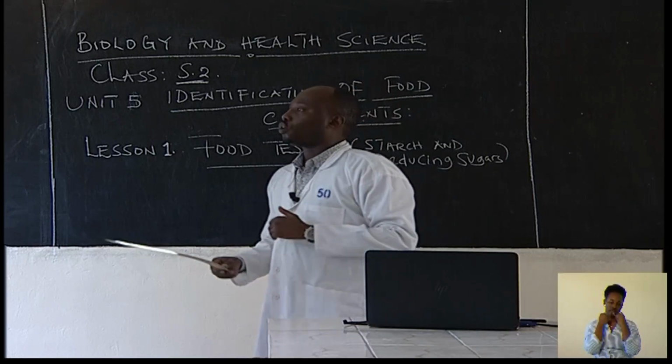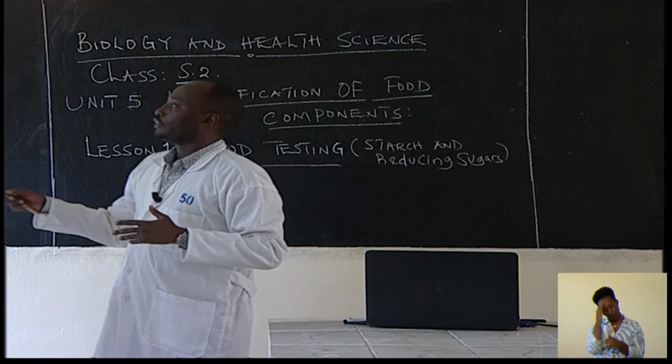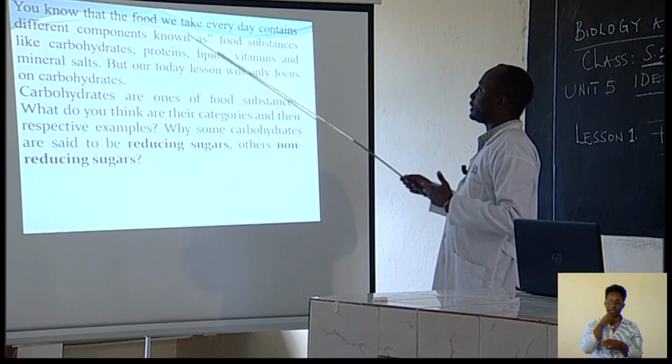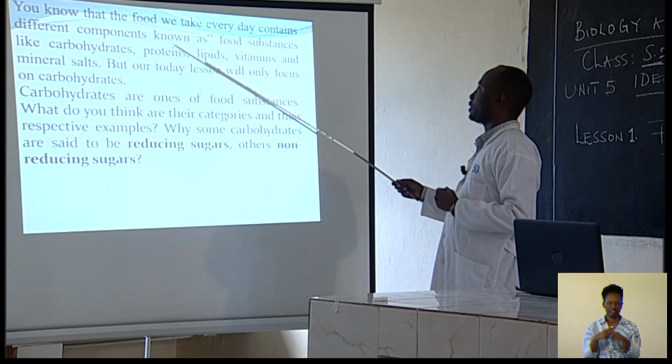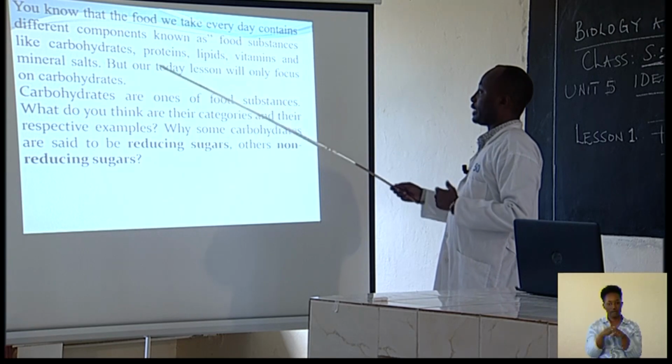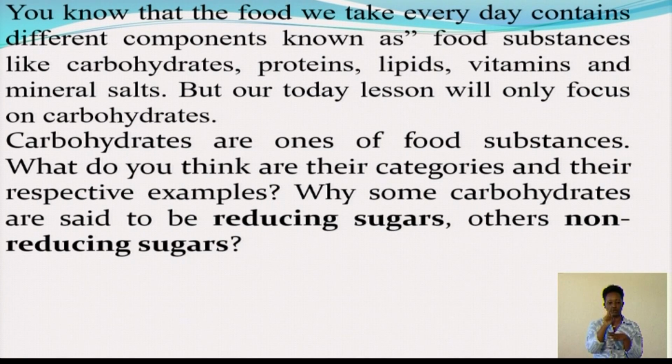Good. I know that the food we eat every day contains different components known as food substances. As I mentioned, we have carbohydrates, which are energy-giving foods. Proteins, body-building foods. Lipids, energy-giving foods. Vitamins, they protect the body against diseases. And we have mineral salts. For example, iron, which is responsible for blood clotting.